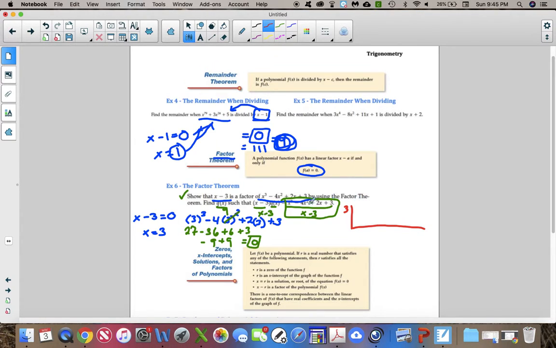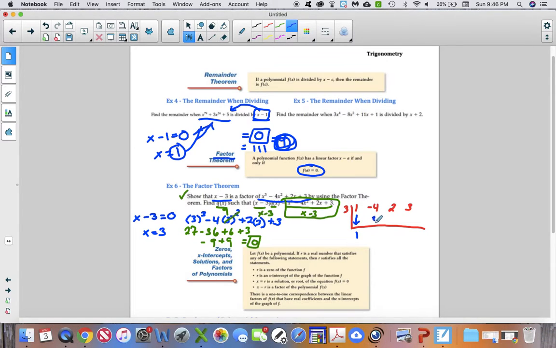And then for my coefficients out in front, I don't have to leave any placeholders because I do have an x cubed, an x squared, an x, and a number. My numbers out in front are 1, -4, 2, and 3. And so we're just going to do our division, and I'm going to start out by dropping down that 1 to start with. So 1 goes down here.